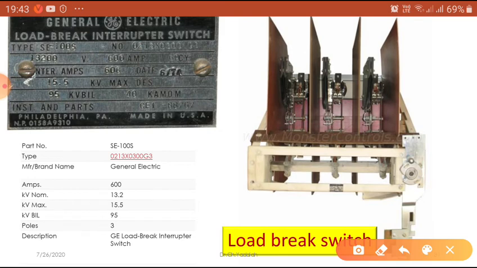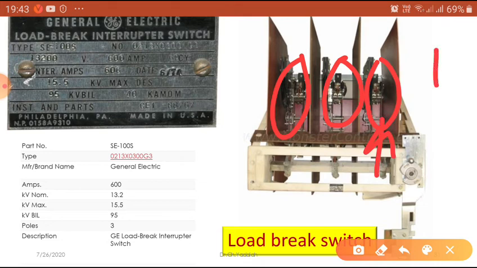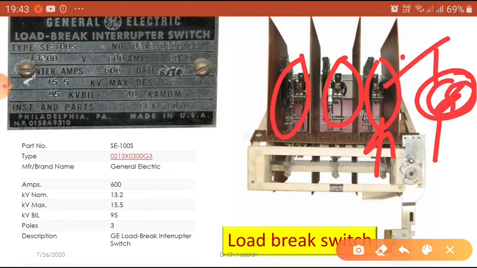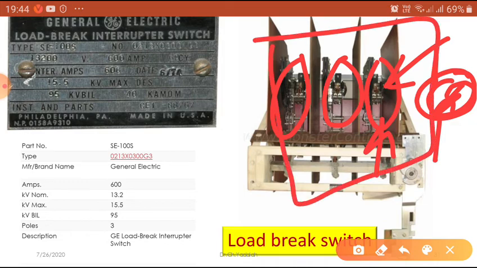So here the R phase, Y phase and B phase are isolated in separate chambers. This is a break. While you are opening this, there is a possibility of an arc. This arc is going to be nullified. How are you going to nullify it? By using different media in a small chamber. So that is known as the load break switch. This is the one thing you have to remember.